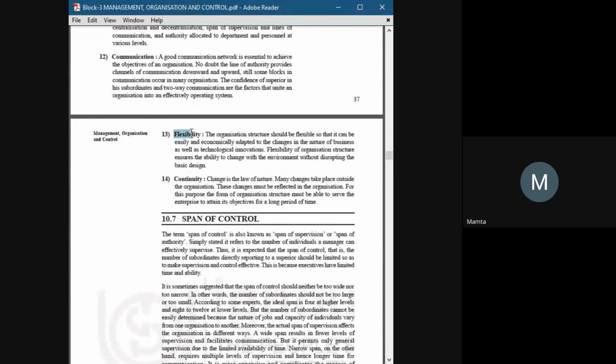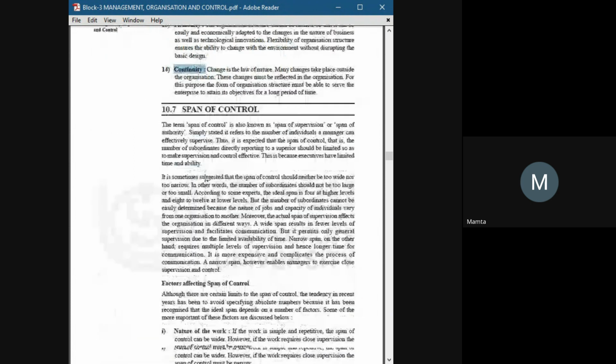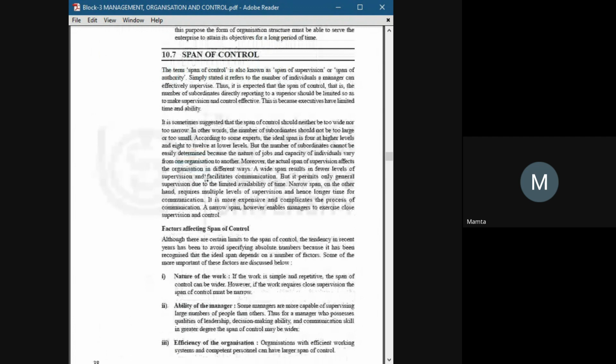Flexibility. The organization structure should be flexible so that it can be easily and economically adapted to the changes in the nature of business as well as technological innovation, and continuity. These are some principles of organization.